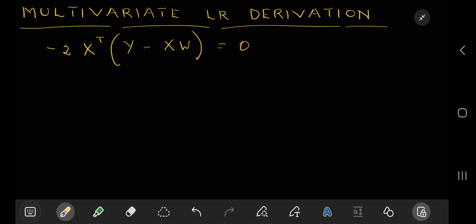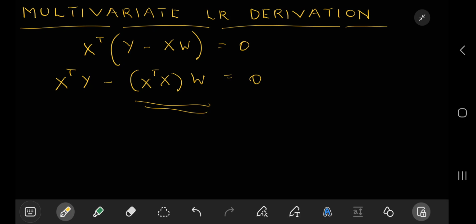If I expand this, this will become minus 2, I can remove as we did in all the previous cases. If you divide by minus 2 in LHS and RHS, this will go away. So minus 2 I am erasing off. Now if I expand, this will become X transpose Y minus X transpose XW is equal to 0. What is the next step? I have to take the term with W to one side and the term without W to the other side because I have to find W. So X transpose X into W is equal to X transpose Y. This is what I'll get.